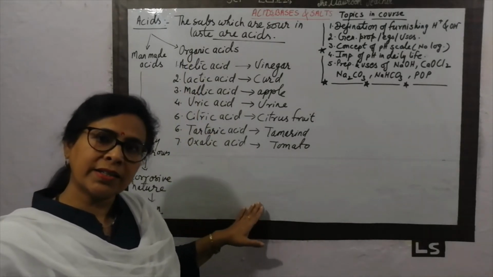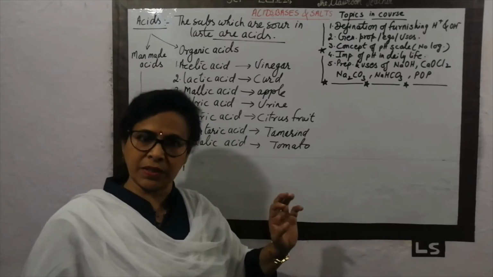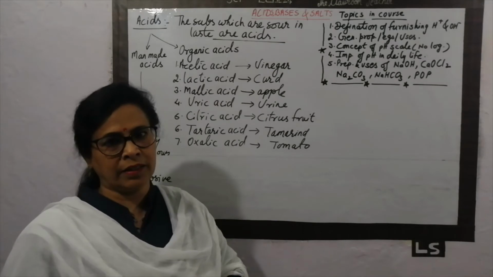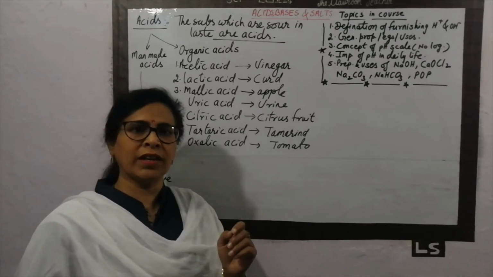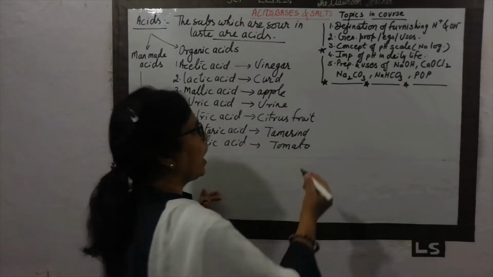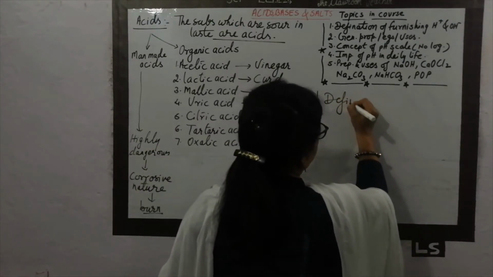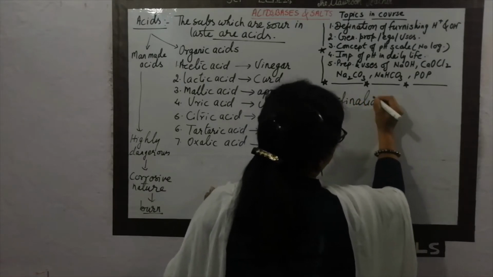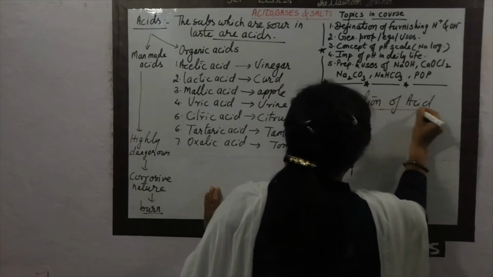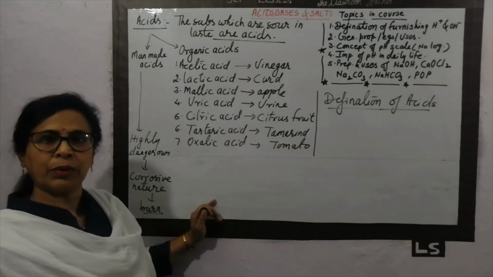And what are acids? Acids are the substances which are sour in taste. If a substance is sour in taste, it means it contains some type of acid in it. So that is the general definition for the acid. Now, the proper definition that is given in our syllabus. How are we able to define the acid? Definition of acid. We have to define the acids in terms of H plus and OH minus.